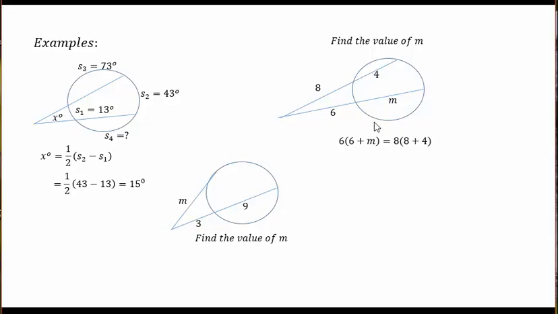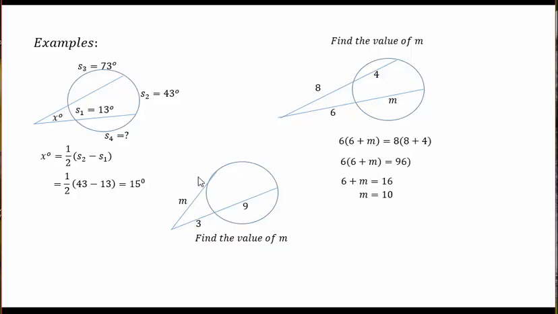Another example here is you want to find the value of m. So recall the formula we learned about: m1 times (m1 plus m2) equals n1 times (n1 plus n2). So here our values are 8, 6, 4 and m. And so if we use the formula and we equate them to each other, we find that m equals 10. So we were able to use the formula we learned previously to solve this question.